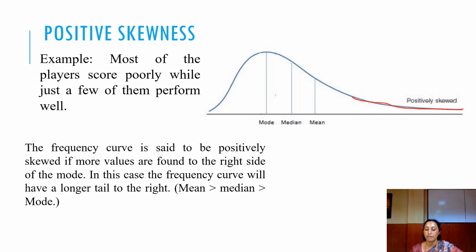In a similar way, I can also say that most of the students could not perform well in the examination and very few have scored better in the examination. That is also an example for positive skewness. In the positively skewed curve, the mean will be the highest value and then median and mode will be lesser than the mean value.